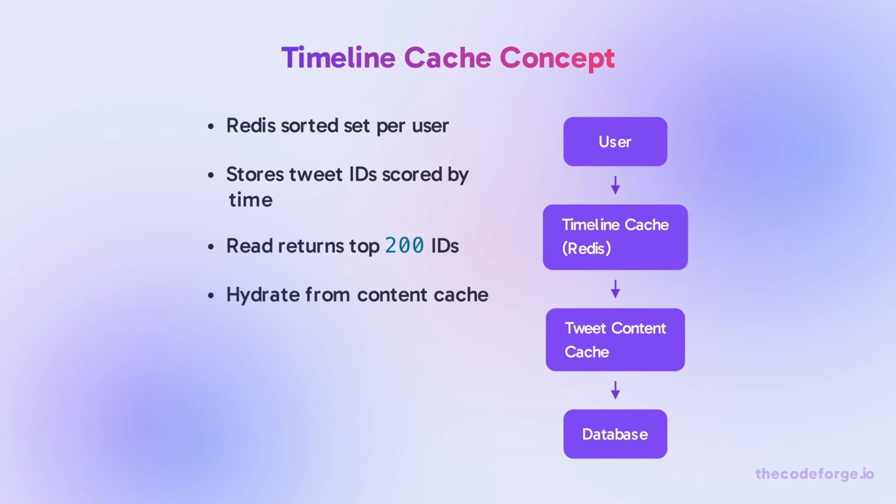The timeline cache is the heart of read performance. For each user, a Redis sorted set stores tweet IDs scored by timestamp. On read, we get the top 200 IDs and hydrate them with full tweet content from a separate cache.